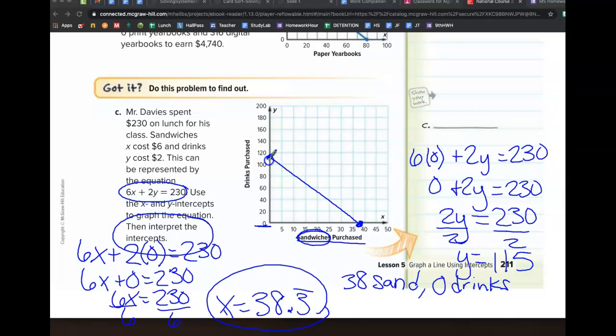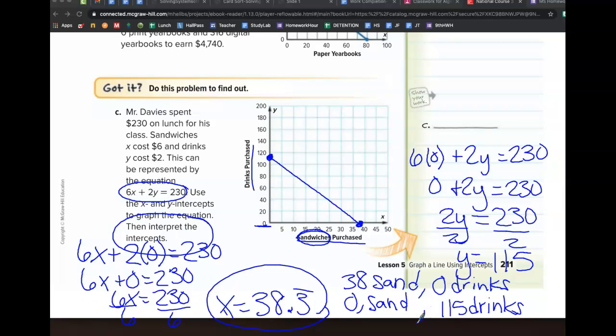Now to interpret my y-intercept, if I buy 115 drinks, because that's what the y represents, my x value is 0, therefore I can buy 0 sandwiches. So that's interpreting it.